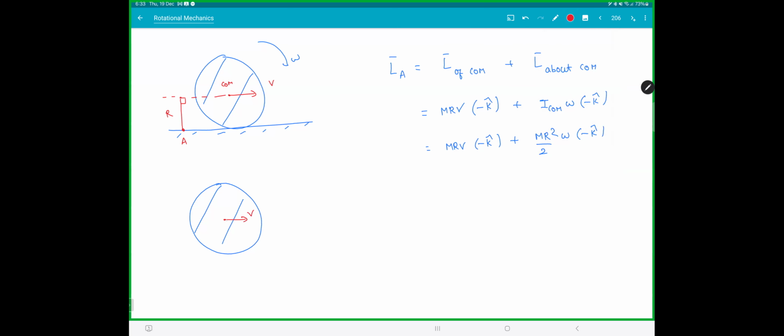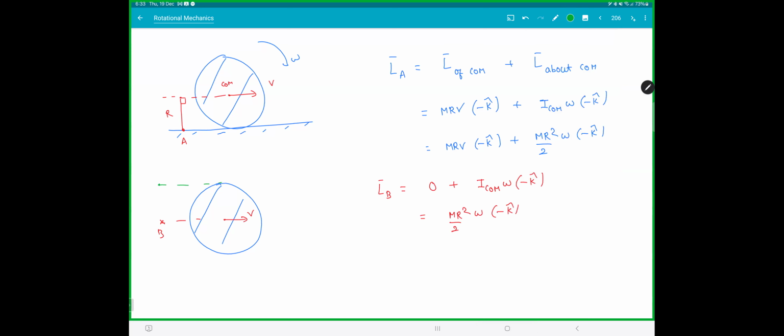If this is going with v, this is point B. You can clearly see the velocity is passing through this, so the translation component is 0. The second part will be I_COM omega minus k cap. So one thing you will notice, no matter which axis you take, the rotational component is always the same, because you always go back to the center of mass and calculate it, right? So the rotational component will always be m r squared by 2 omega minus k cap, no matter where you stand.